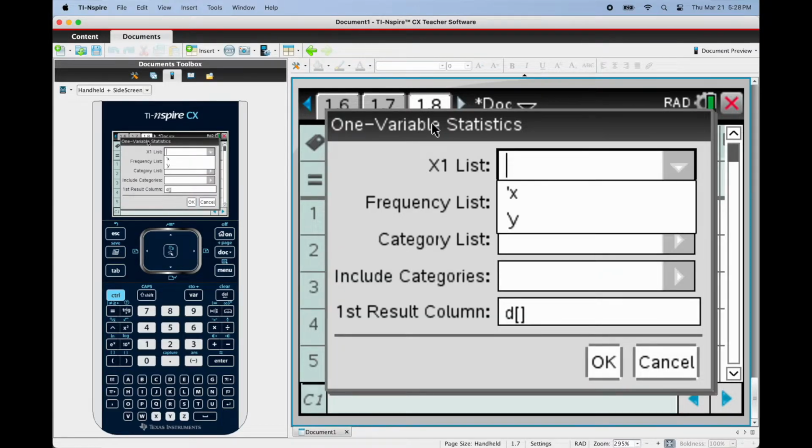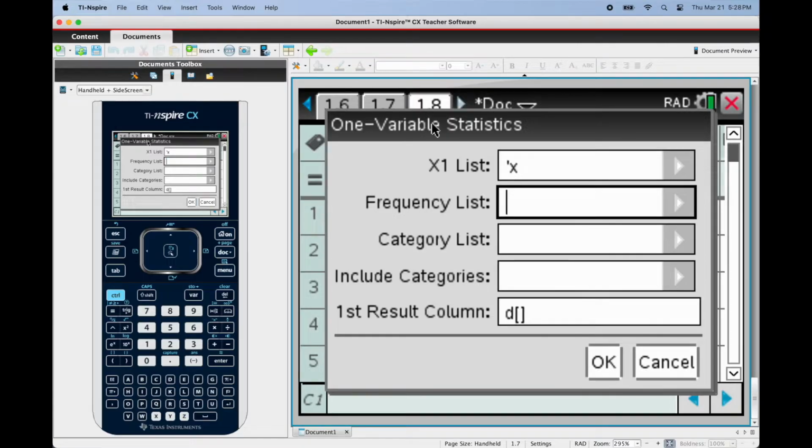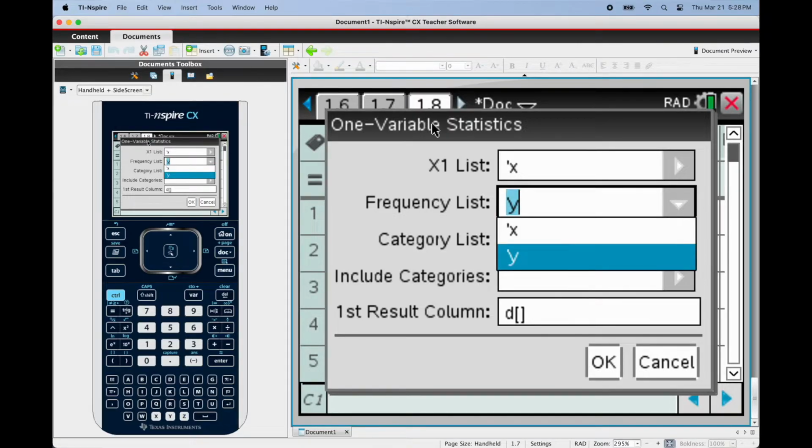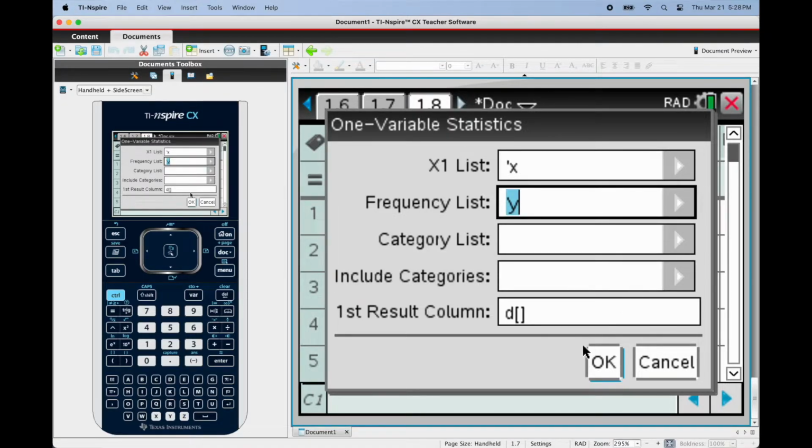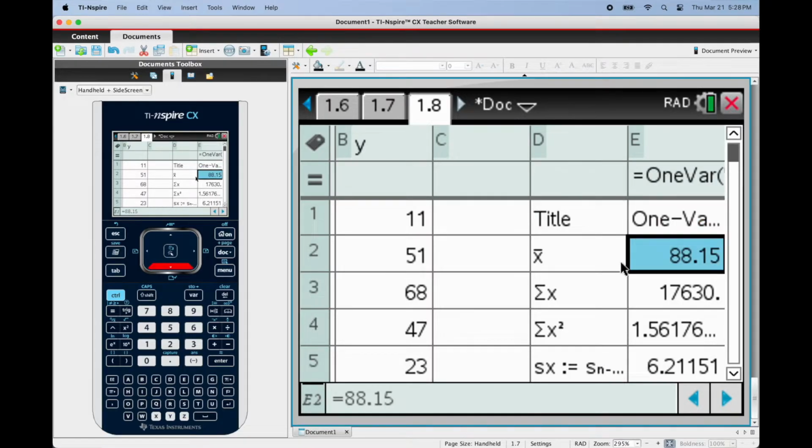X, we placed in the X, and the frequency, we did have a frequency, the number of movies, we placed in Y. And let's go ahead and find it out. And here it is. There's x bar, that's our average again, 88.15. Okay, so potentially a more efficient way, or potentially a quicker way as well. But if it's 3 marks, it looks like they want you to write out the mean formula.